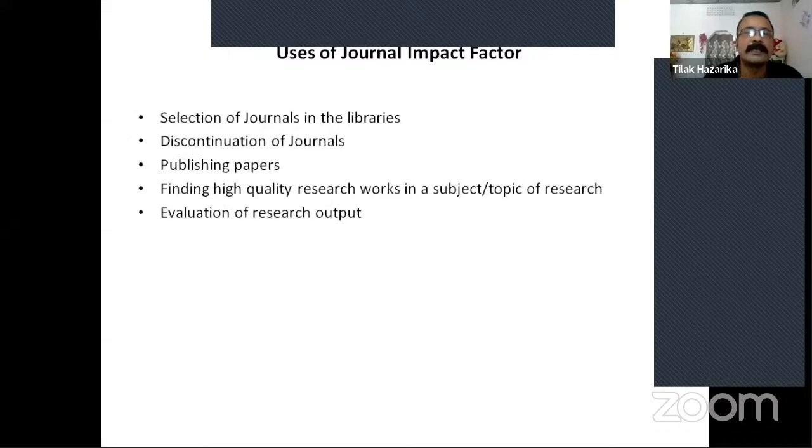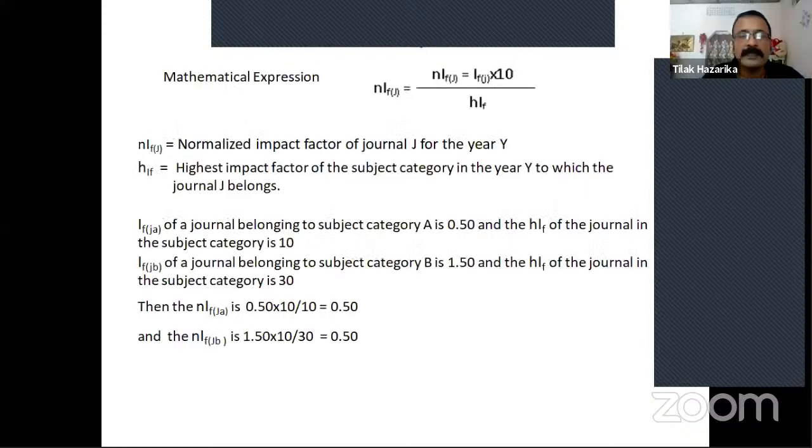So this is the normalized impact factor. How can we normalize? Mathematically, we can normalize by dividing the impact factor by the highest impact factor available in the field or subject, and multiplying it by 10. Multiply it by 10, so that we can normalize.